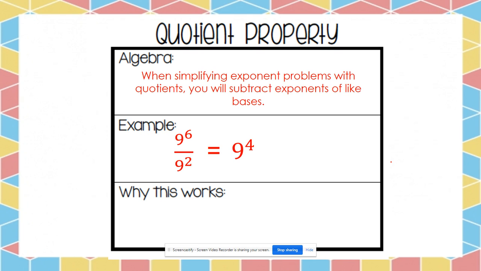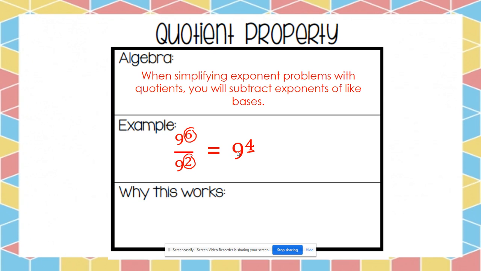In this example, 9 to the 6th is being divided by 9 to the 2nd. And we know that it's being divided because it's in the form of a fraction, and a fraction bar always tells us to divide. When we're dividing and we have like bases, we take our exponents and subtract. So this has an exponent of 6, and this one has an exponent of 2. We would do 6 minus 2 to get an exponent of 4, and the base of 9 would stay the same. So why does this work?